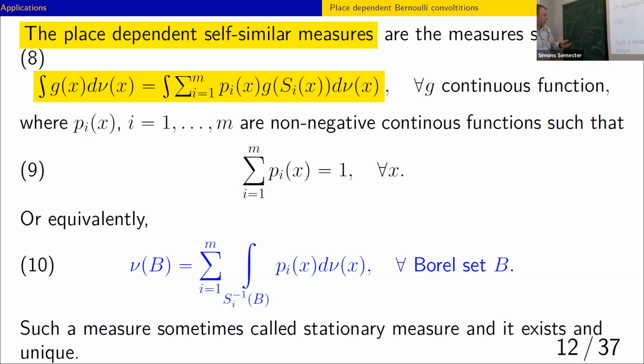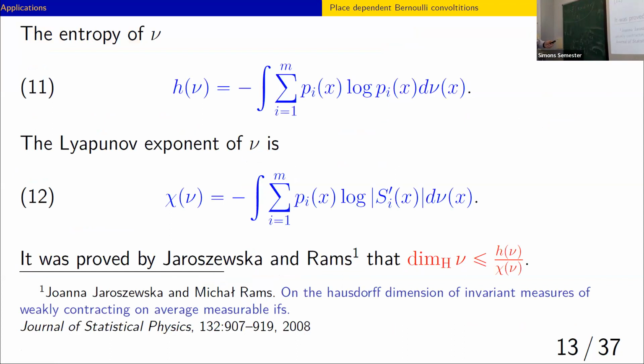And then the entropy for such a place dependent probability measure is given by this very familiar formula. And the Lyapunov exponent is also given by this also very familiar formula. It is the same as in the self-similar case, just the probabilities, which in the self-similar case are constant, are replaced by functions which add up to one at every point. So this is the Lyapunov exponent Mark Pollicott spoke about, and this is the entropy everybody spoke about. And then it was proved by Jaroszewska and Rams that this upper estimate holds.